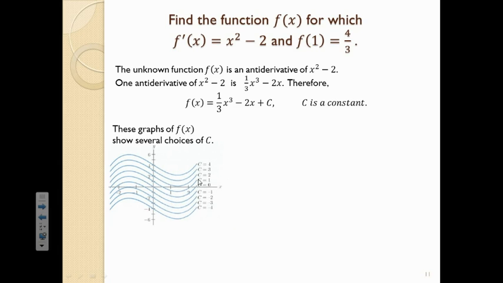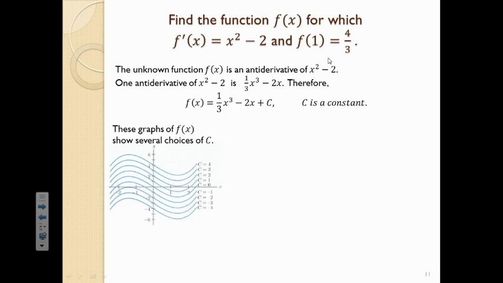When c is equal to 1, it's this line. When c is equal to 2, it's this line. When c is equal to minus 4, it's this bottom line. So the graph is going to go through somewhere here. Well, do we know where our antiderivative is actually going to go through? Yes, we do, from this statement up here.